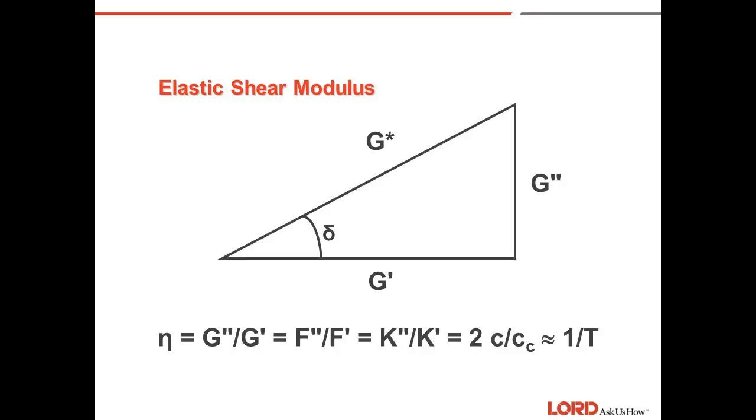When elastomers are sheared more quickly, there is a time lag or phase angle between the deflection and the resulting force. Dynamic shear modulus, G star, can be described as a complex number with an elastic shear modulus, G prime, component, and a damping shear modulus, G double prime, component, and a phase angle delta. The ratio of damping modulus to elastic modulus, or tan delta, is also called the loss factor. The transmissibility of a rubber spring at resonance is approximately equal to the inverse of the loss factor.